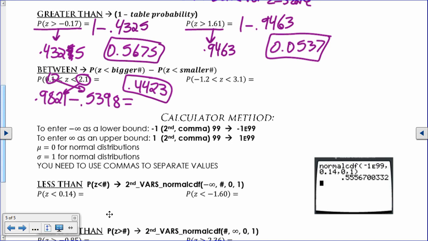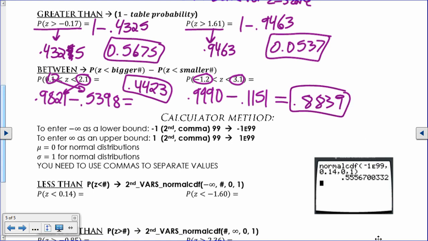Alright, so over here we're going to do the same thing. I need to find the probability for the 3.1 first. 0.9990. Then I need to find the probability for the negative 1.2. 0.1151. Subtract those. Yep, 0.8839. And remember, your answer should always be positive. So if you get a negative, that means you just need to switch the order of the numbers.